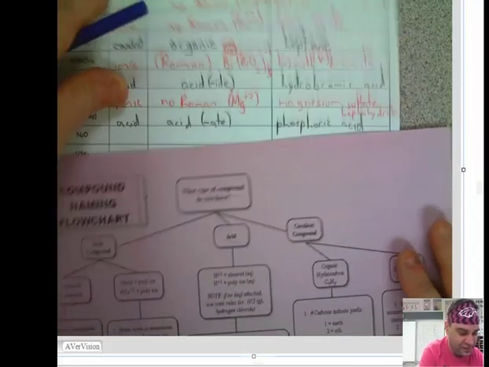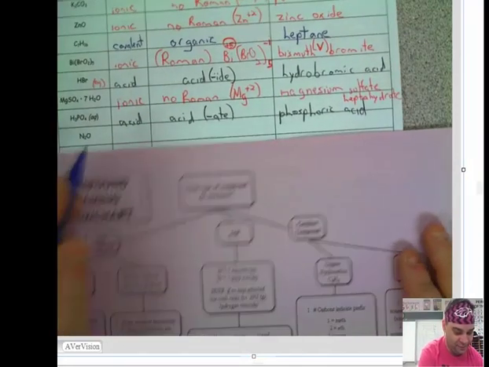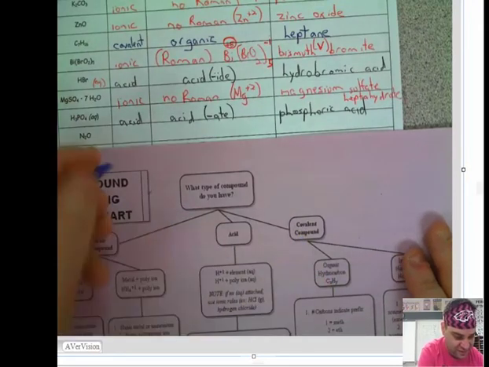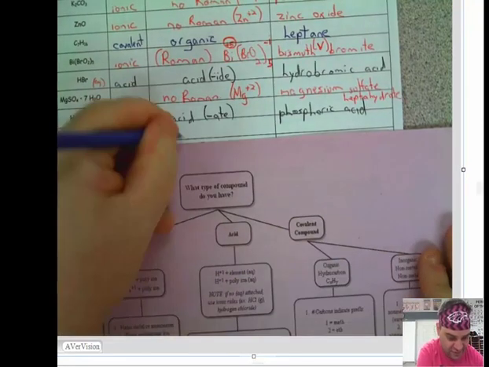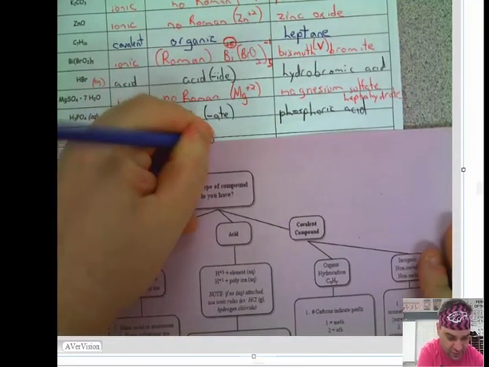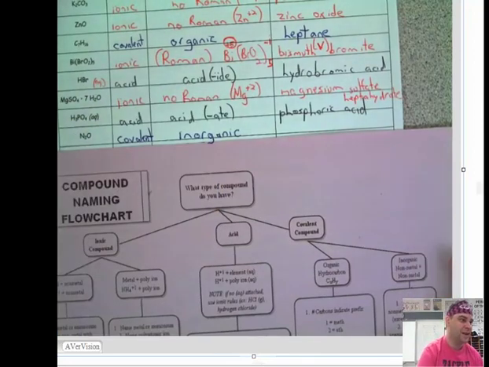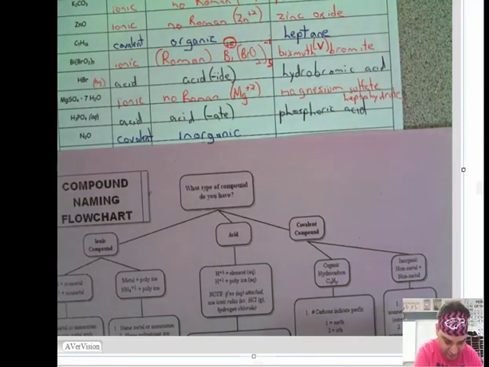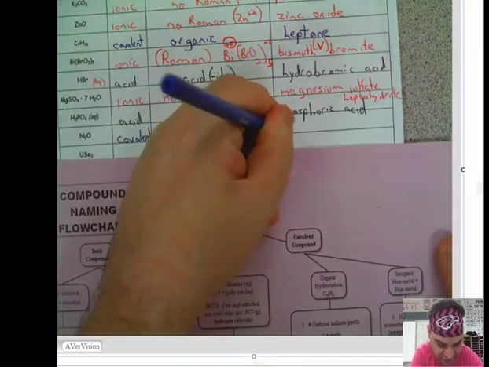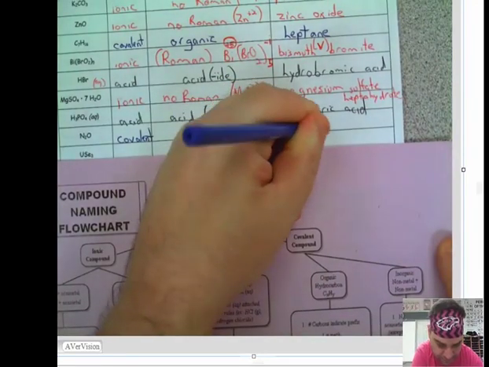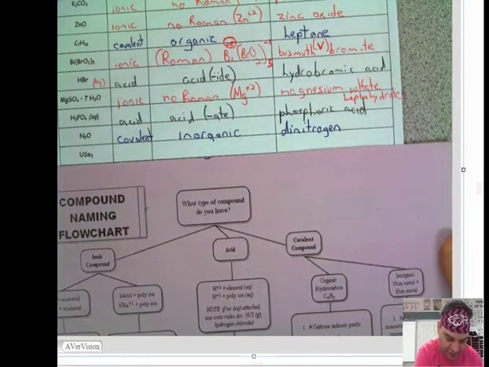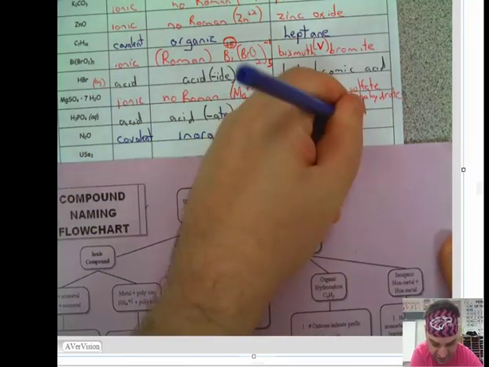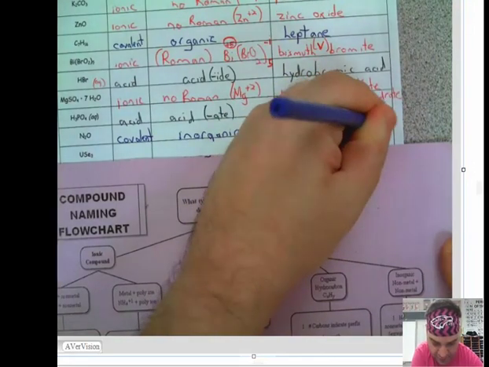N2O. Okay, so N is a non-metal. So we're in the covalent area here. This is the inorganic ones. These are the ones with prefixes. Name the first non-metal with a prefix except for mono. So this is dinitrogen. Name the second with a prefix and add the ending. So 1 is mono. So this is dinitrogen monoxide.